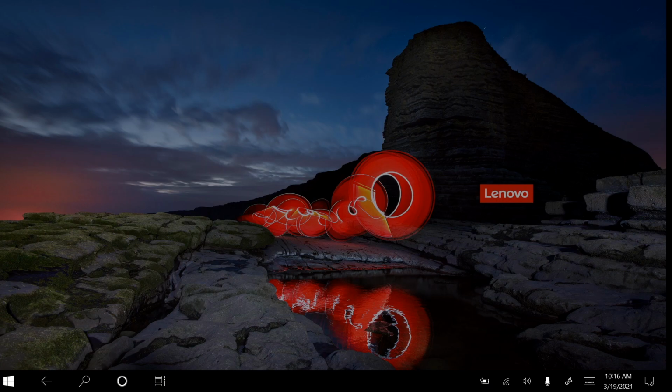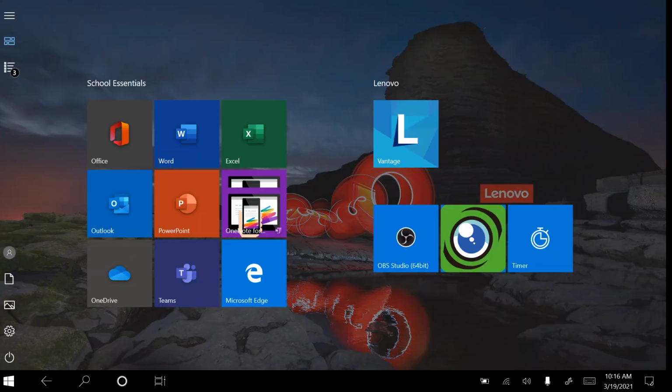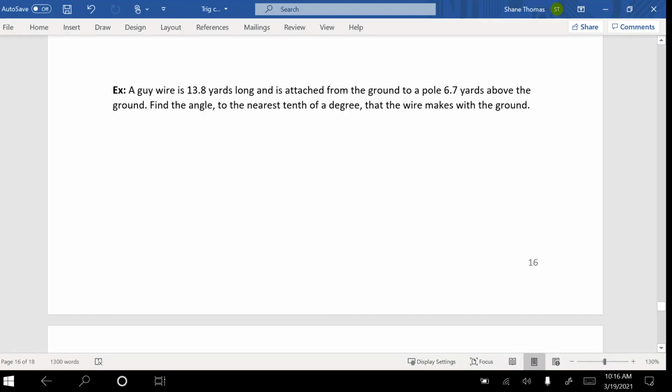Set up this triangle right, then everything else is really easy from there. Okay? Oh, crap. So, the guy wire is 13.8 yards long. It's attached to the ground to a pole 6.7 yards above the ground. Here we go.